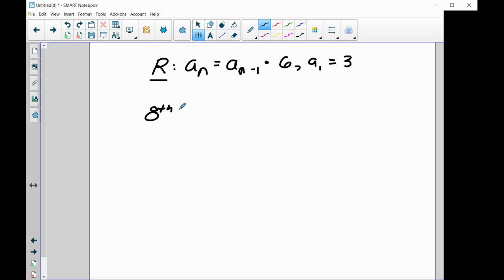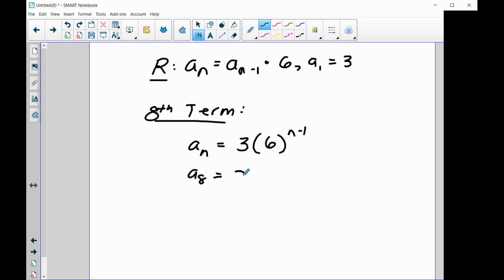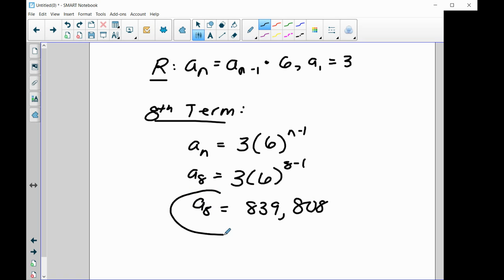But then to find the 8th term, we always have to use the explicit rule. So the explicit rule is a sub 1 times r to the n minus 1, and then I'm going to plug in 8 for n to find the eighth term. And that turns out to be 839,808. So that's the eighth term of our sequence. A lot of eights there.